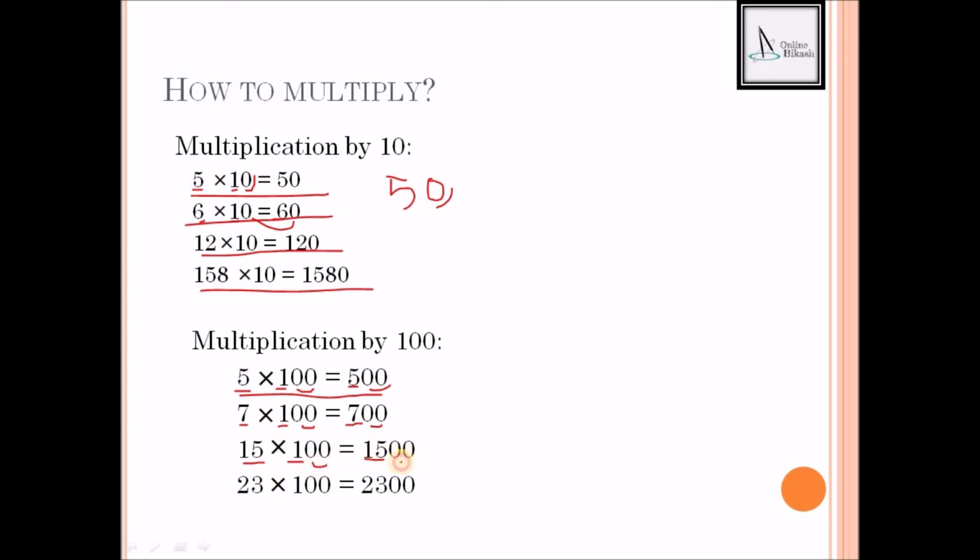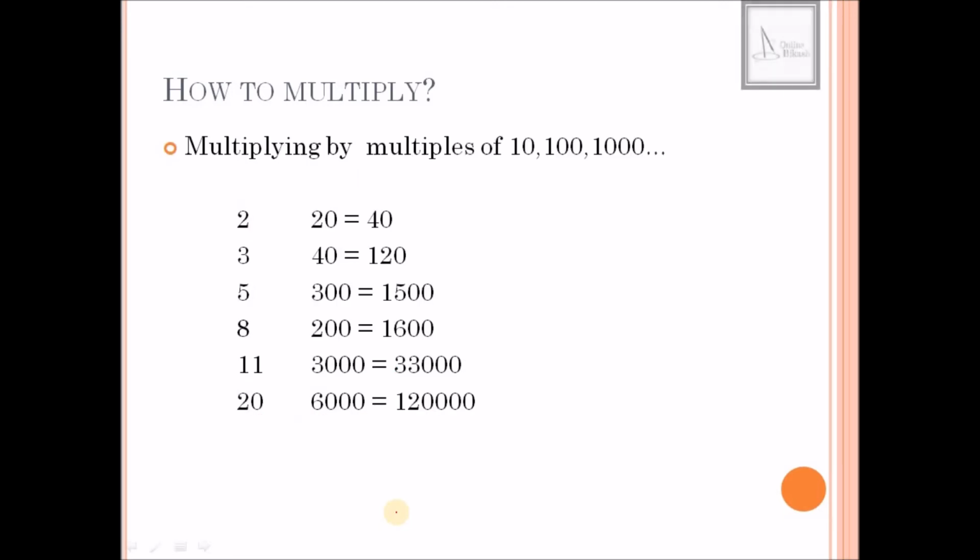Okay, similarly 23 into 100 is 2300. Okay, let us see some more examples. Multiplying by multiples of 10, 100 and 1000.